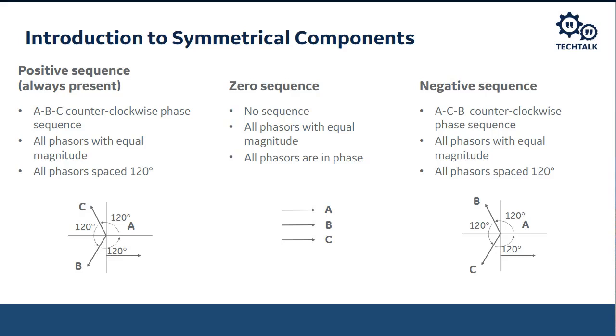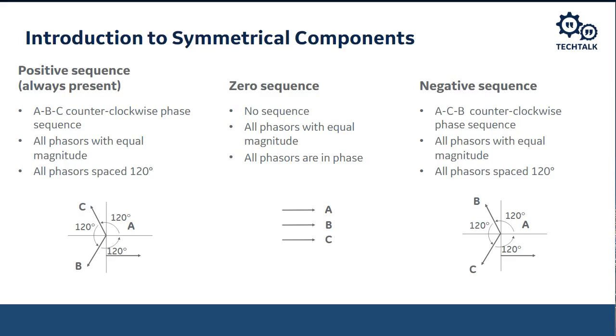But the positive sequence components are always present. They have an ABC counterclockwise phase sequence. All the phasors are equal, and they're equally displaced by 120 degrees. The zero sequence components don't really have a sequence. They're all in phase, and they're all of equal magnitude.